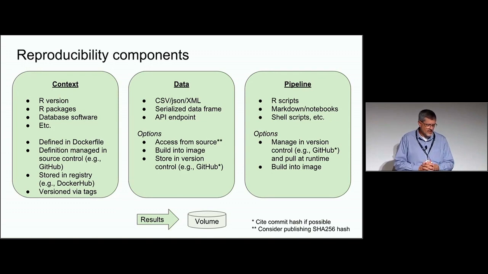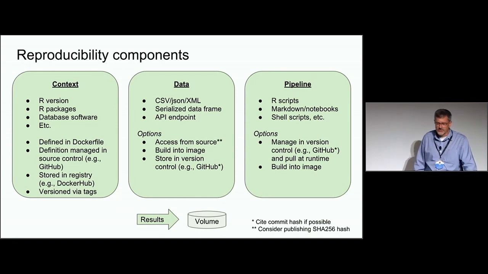Your context is going to be defined in a Dockerfile. The definition of that could be managed in source control, so you could point people to a GitHub repository. You can version that. You can push images to DockerHub and version those images. So you can always tell people, hey, to reproduce version X of my analysis, it's based on version Y of the image, which is created by version Z of the Dockerfile and context that's in GitHub. So it's all real clear and deterministic how you get from A to B.